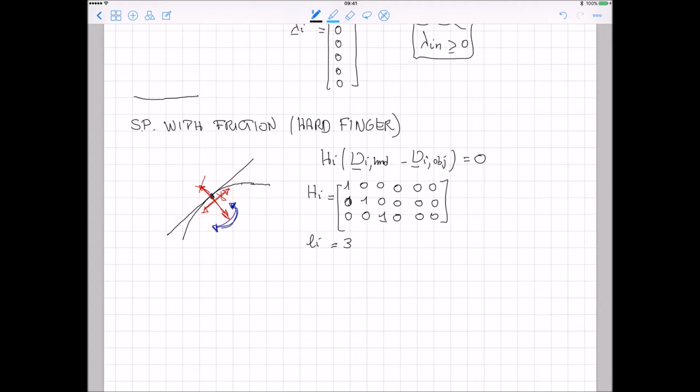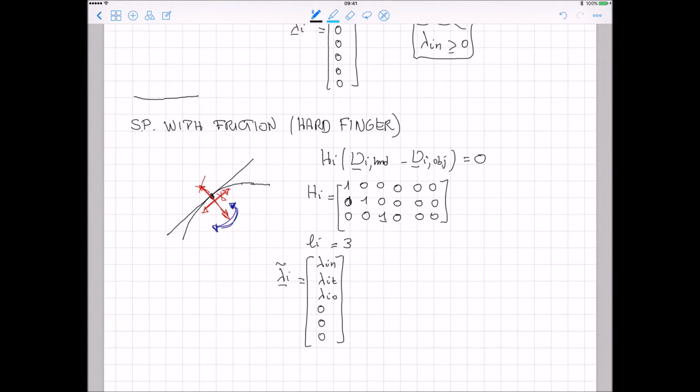And concerning the contact branch, in this case I can apply through the contact a three-dimensional force, because I have both a normal component and a tangential one. So I have the normal component, the two tangential components, and through the contact I don't apply torques. So this is the contact wrench in this case.